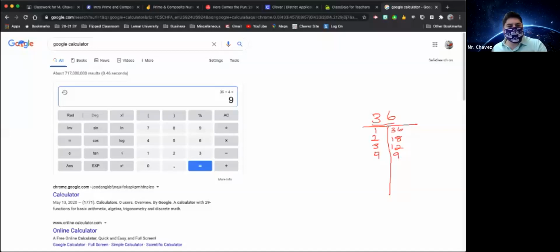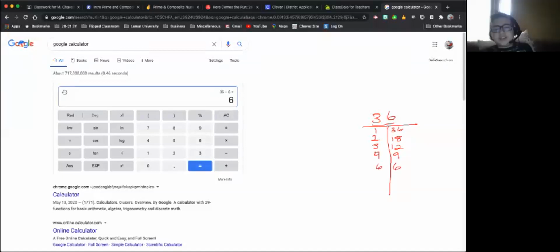What about 6? If I count by 6s, will I hit 36? Let's see, 6, 12, 18. Exactly. If I say 6 times 6, 36. Or another way I can figure it out is if I get 36 divided by 6. See? So 6 times 6. Yes.